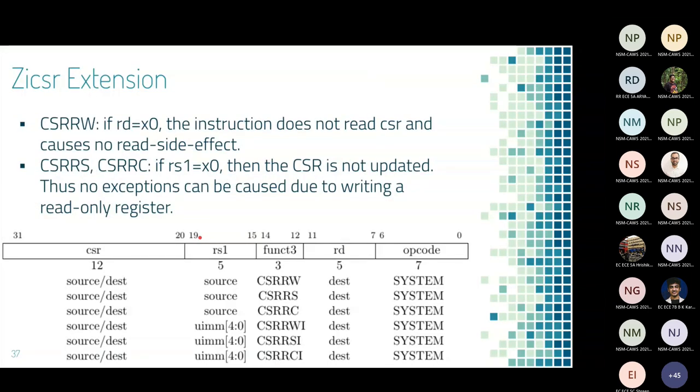A few extensions to the I base include Zicsr. You basically have instructions to check or access the control and status registers. And you have 6 instructions. They are called the CSR operations. You can write, swap, set and clear bits of the CSRs, using the integer registers as the operands.